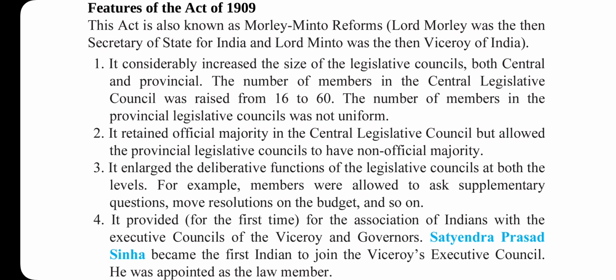The second point is that the official majority in the central legislative council is retained, but the provincial legislative councils were allowed to have a non-official majority. Both in the central and provincial legislative councils, they had official members as well as non-official members. Official members had the majority in both until the coming of this act. After the Morley-Minto Reforms, a non-official majority was allowed in the provincial legislative council, whereas in the central legislative council, they retained the official majority.